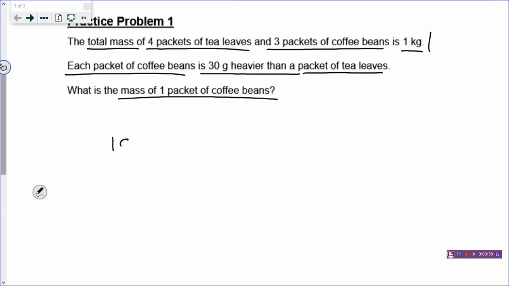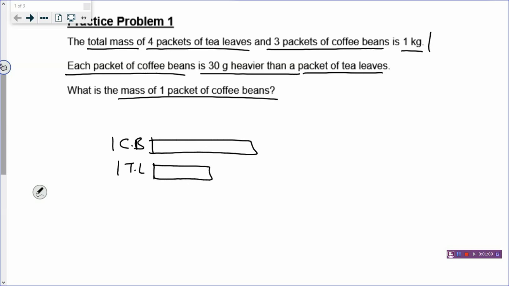Each packet of coffee beans is 30 grams heavier. So we can draw this model. So you have 30 grams heavier than 1 packet of tea leaves. So I'm going to draw a shorter rectangle, so it's easy to draw this sentence. And of course, you can put the 30 grams inside, or you can put it outside. So if you put it inside, then it will look like this. You put it outside, then the 30 grams will be like this. Okay, so you can choose whether you want to put inside or outside. Each has its own advantages.